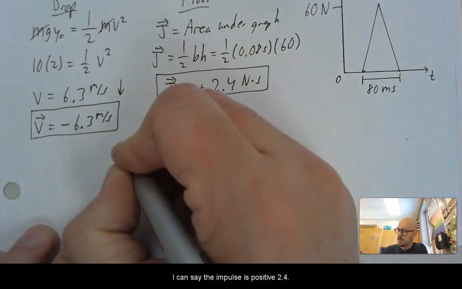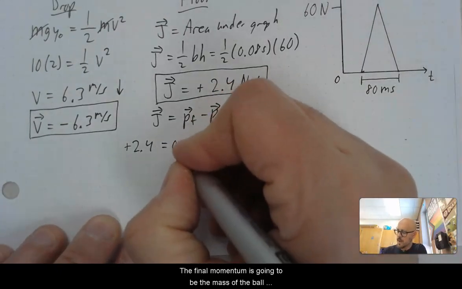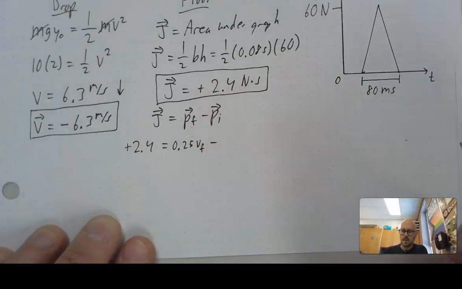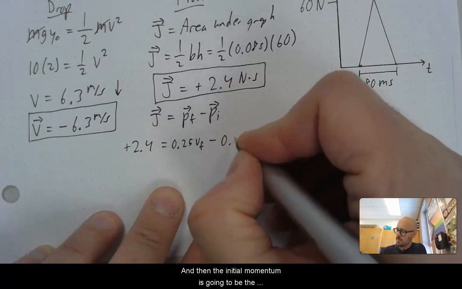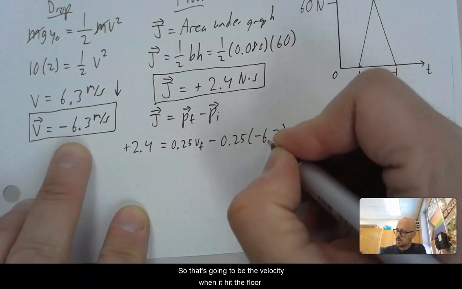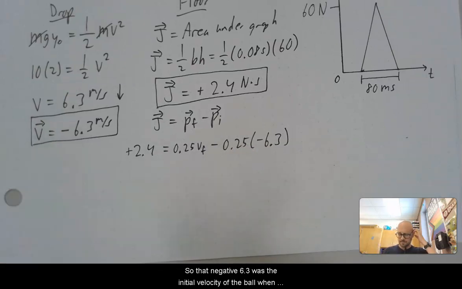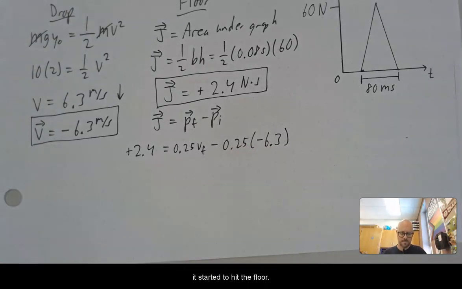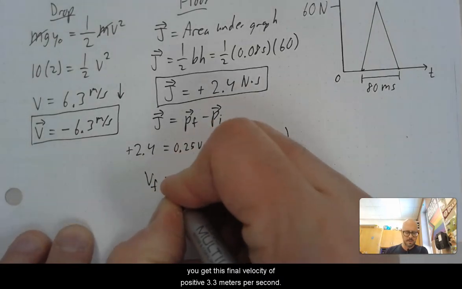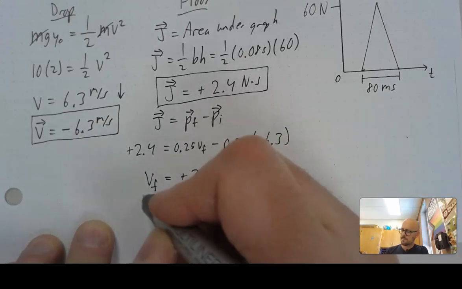I can say the impulse is positive 2.4. The final momentum is going to be the mass of the ball times the final velocity. And then the initial momentum is going to be the mass of the ball times the initial velocity, so that's going to be the velocity when it hit the floor. So that negative 6.3 was the initial velocity of the ball when it started to hit the floor. And so when you calculate everything, you get this final velocity of positive 3.3 meters per second.